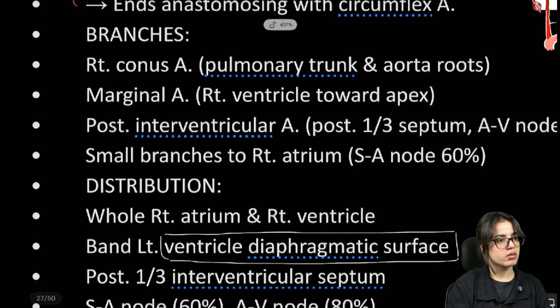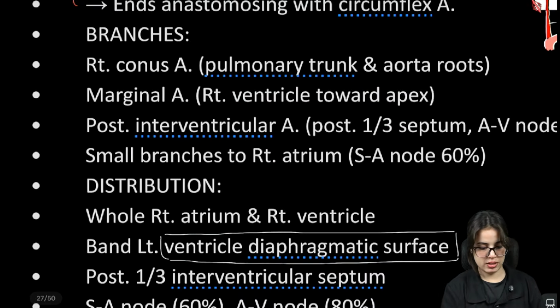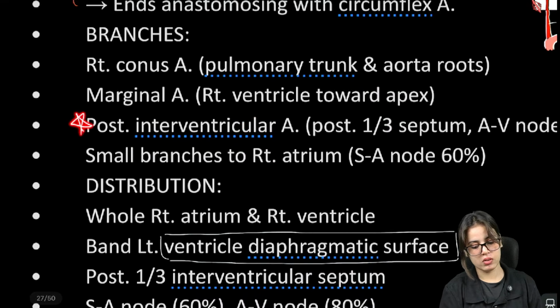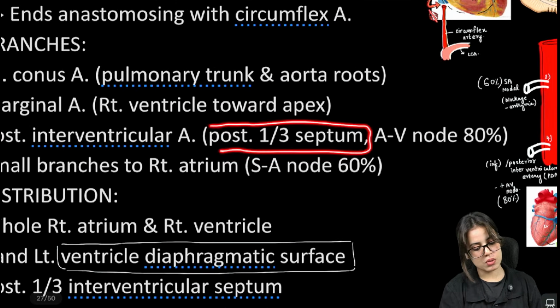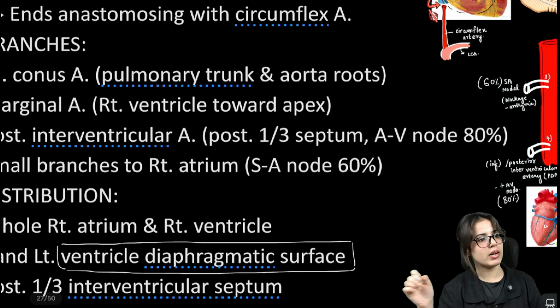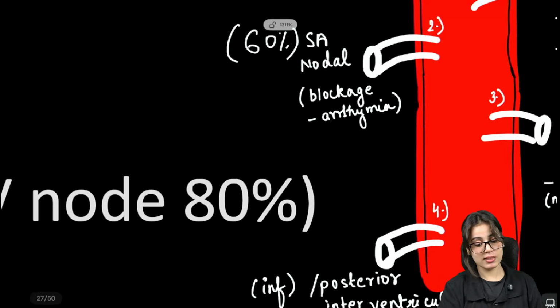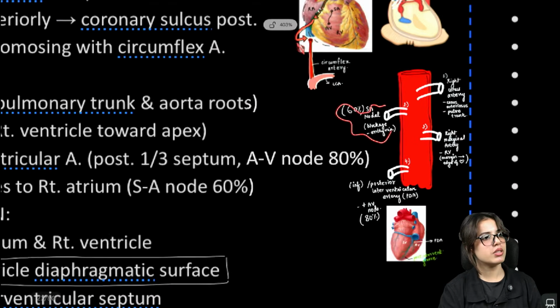Let's read the branches. Right conus artery, marginal artery, the margin of the right ventricle. What is the margin of the heart? Right ventricle. Posterior interventricular artery, very important. Now look here, in our exam notes it is written in one line, so I've explained to you what it really means. Septum and AV node in 80% of the people. Then small branches to the right atrium, exactly what I told you, it's written in words.